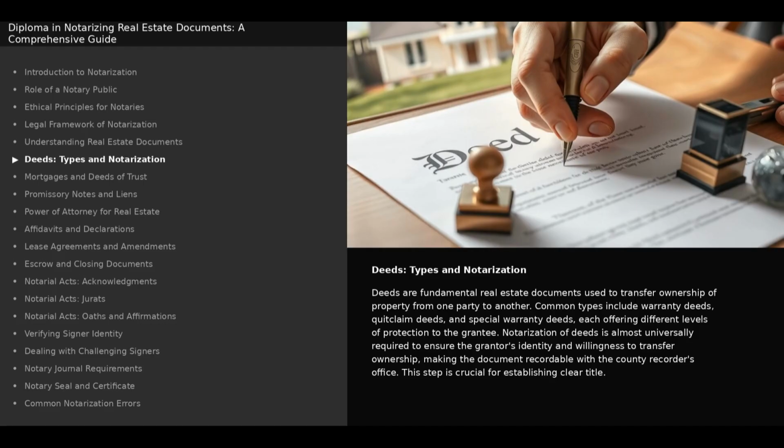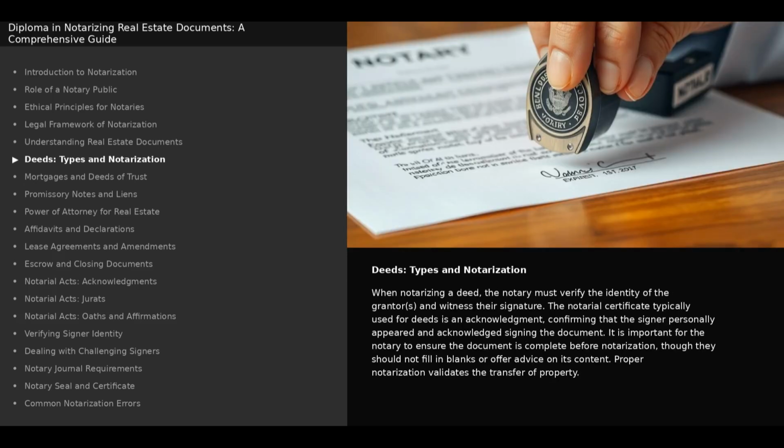This step is crucial for establishing clear title. When notarizing a deed, the notary must verify the identity of the grantors and witness their signature.